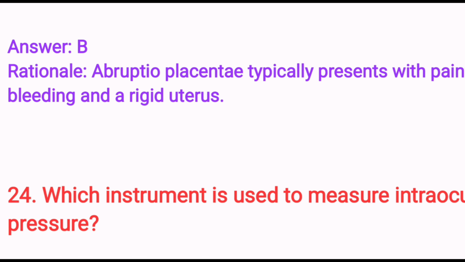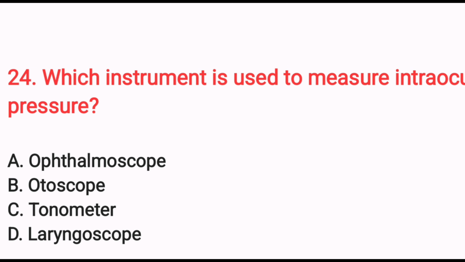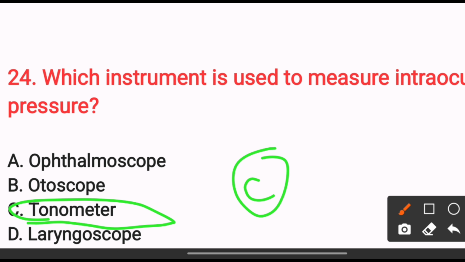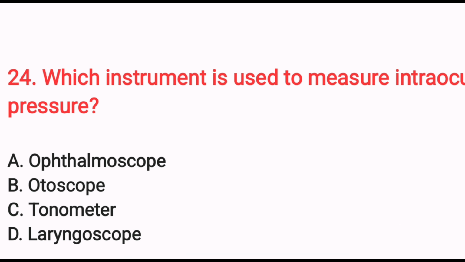Next, which instrument is used to measure the intraocular pressure? Option A, ophthalmoscope. Option B, otoscope. Option C, tonometer. Option D, laryngoscope. The answer will be option C, tonometer. A tonometer is used to measure the intraocular pressure.